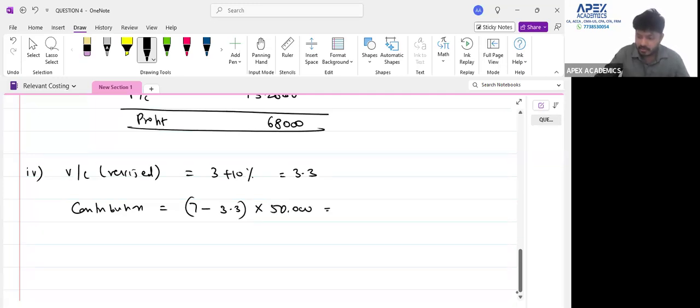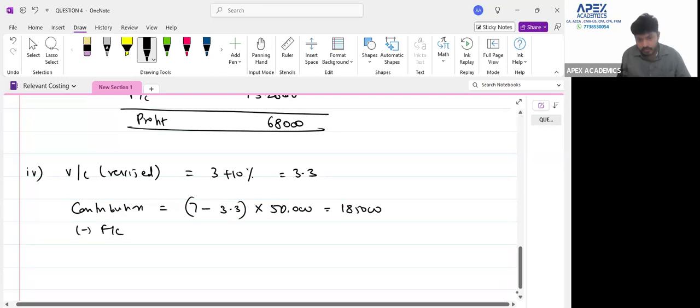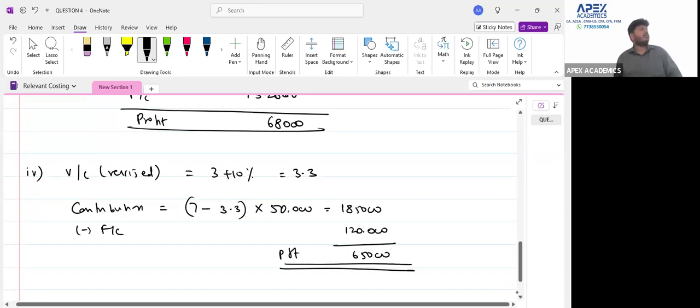So what will this be? 7 minus 3.3. Come on, please do it. It is 3.7 multiplied by 50,000. What is the answer? 1,85,000. Any doubts? No doubts. Minus fixed cost, which was originally how much? 1,20,000. What am I left with? Profit. 65,000. Agreed? This is your fourth scenario.